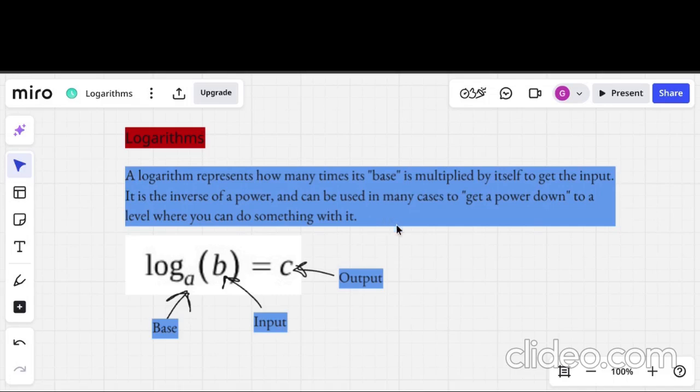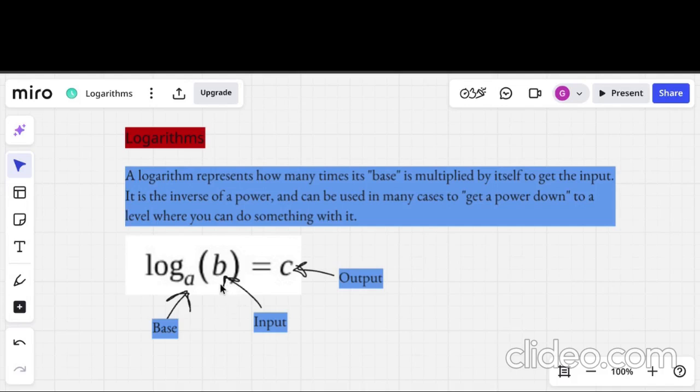So basically, as you can see on the screen, a logarithm represents how many times its base is multiplied by itself to get the input. So it's the inverse of a power, if you guys remember that from the exponent videos, and can be used to get a power down to a level where you can actually use it in a more familiar way. As you can see here, this is the base. If there's no base and it just says log, that means it's a base of 10. And in most cases, that's what you're going to use.